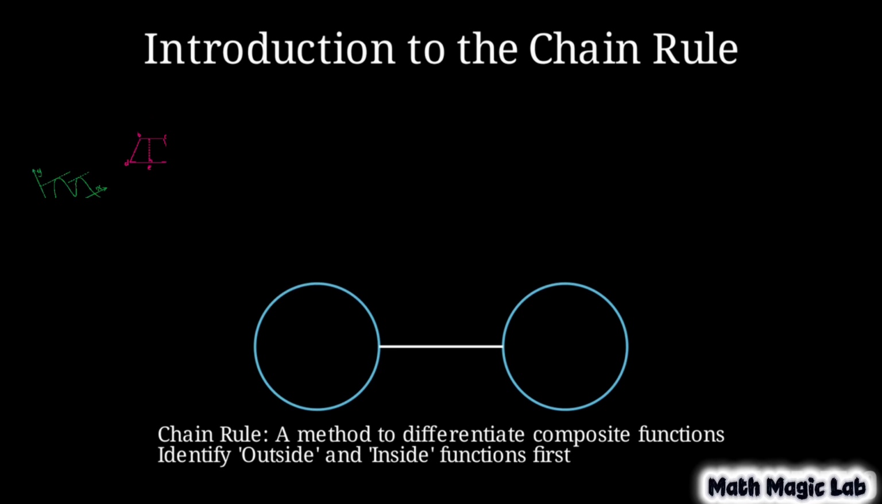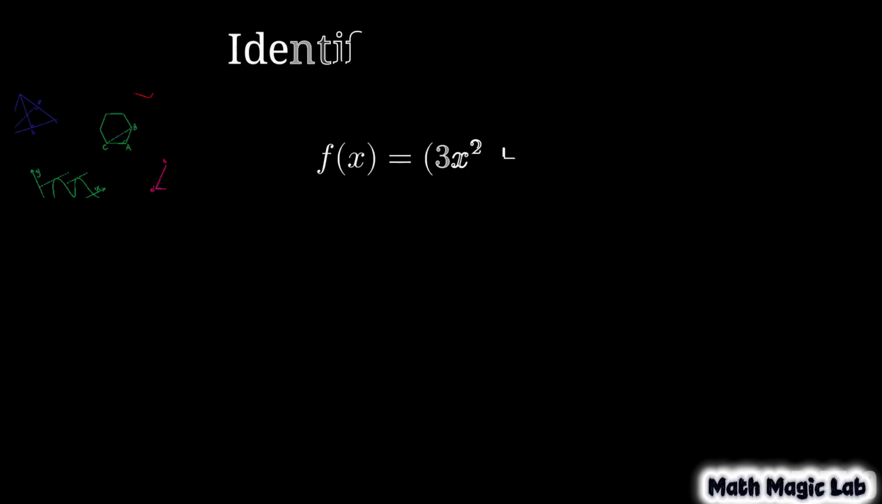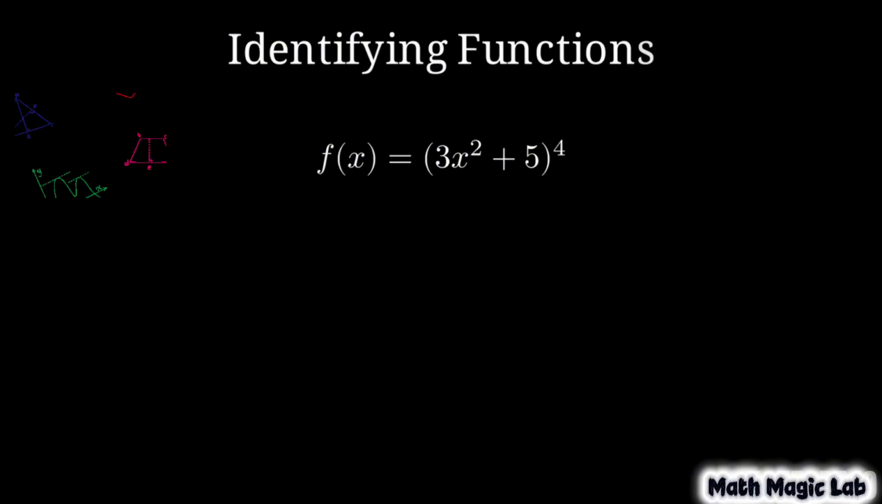Let's look at our first problem. We have f(x) equals (3x squared plus 5) all raised to the power of 4. To use the chain rule, we just need to identify which part is inside the parenthesis and which part is outside. Don't blink, because once you see the layers, the math becomes easy.